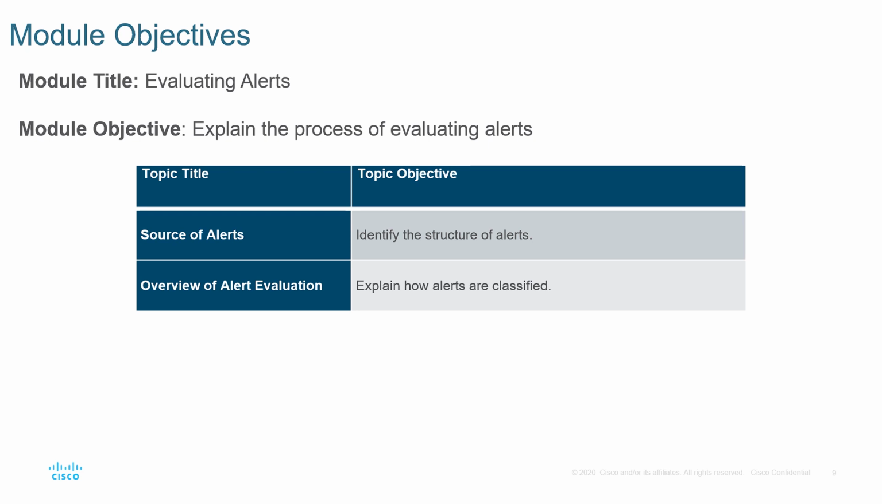So there are two main subtopics. The source of alerts to identify the threat, where we got the alert from and why the alerts are generated, and then how to actually evaluate the alert, how the alerts will be classified into different categories so that you can manage them properly.